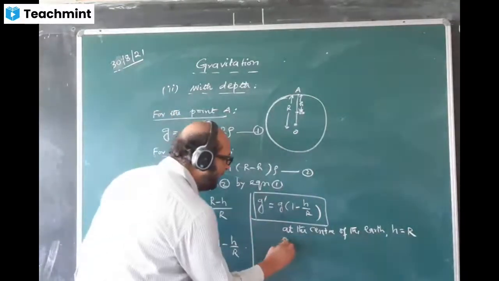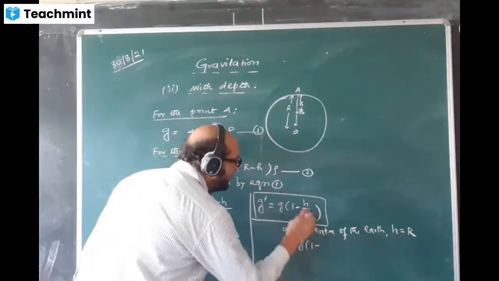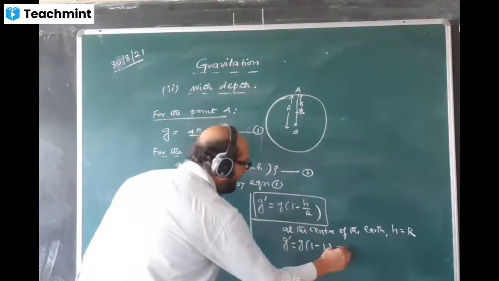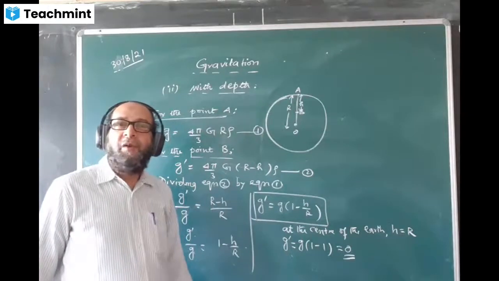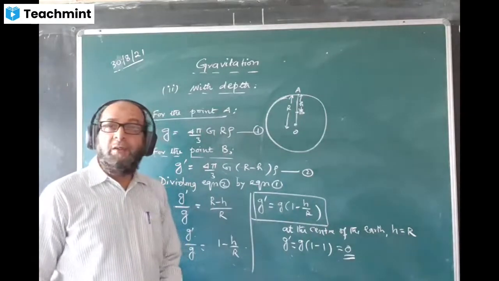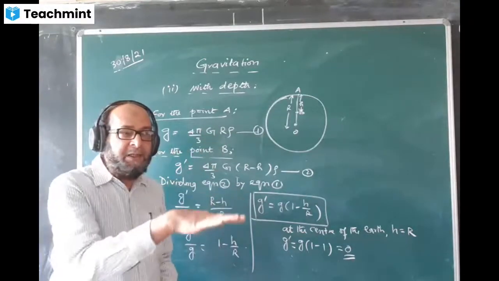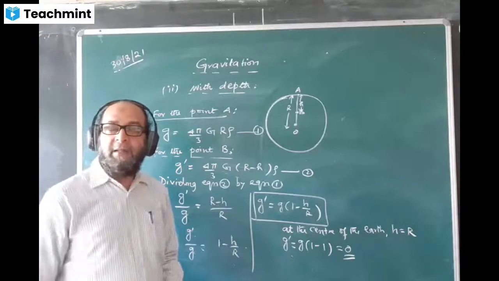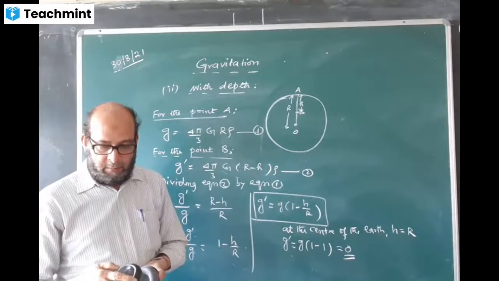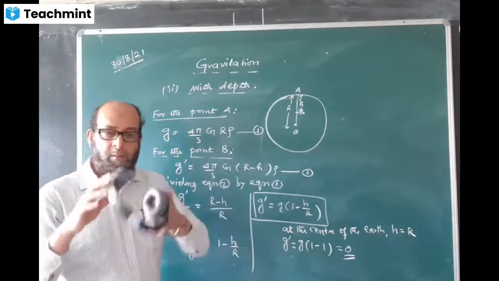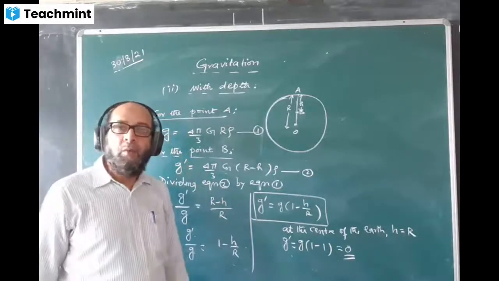Therefore, G dash value will become how much here? Using this formula, G bracket 1 minus H by R, the value will come 1, and the answer will come 0. That means what is the value of acceleration due to gravity at the center of the earth? The answer is 0. It keeps on decreasing and it becomes 0 exactly at the center of the earth.